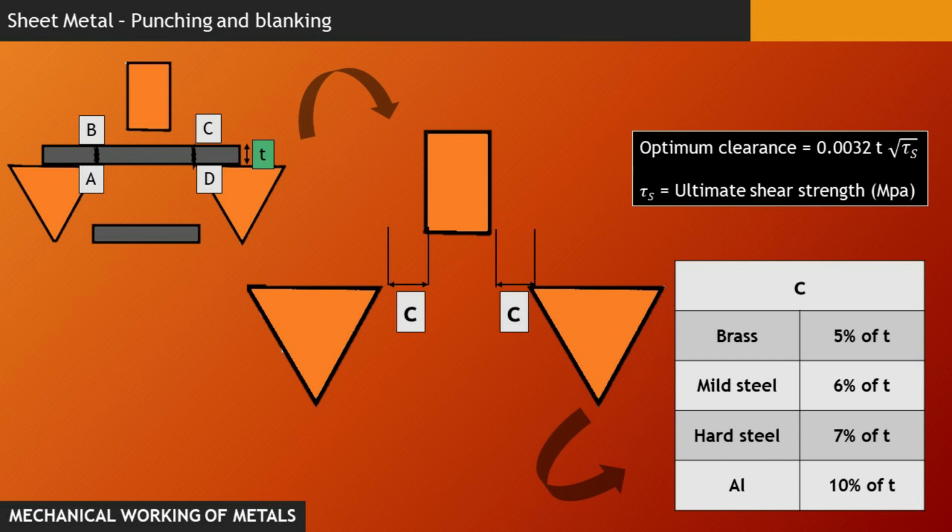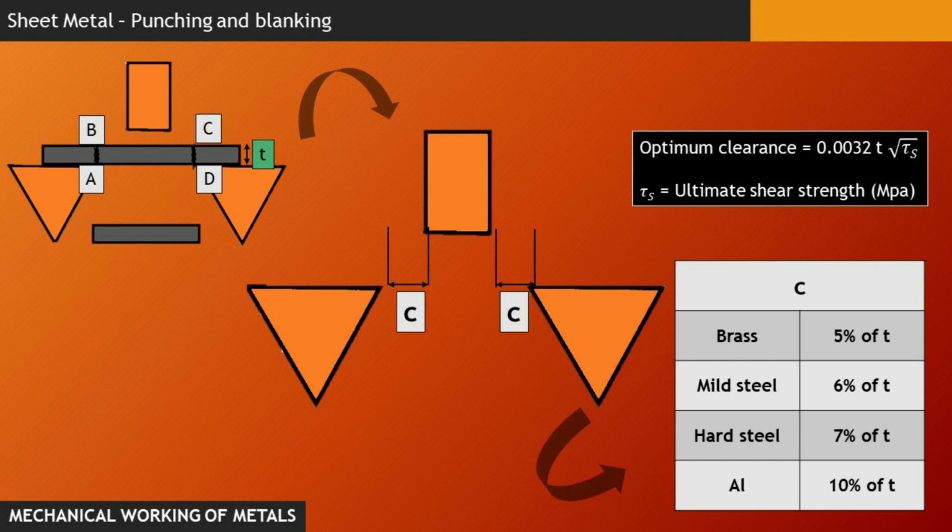Here T is the thickness of the sheet metal and tau suffix S is the ultimate shear strength of the material, which is generally calculated in megapascals. The clearance here is by default radial clearance.